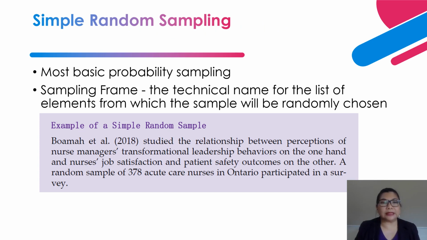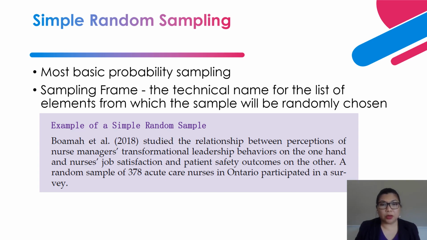So the simple random sampling, this is the most basic probability sampling. So you need to start with a sampling frame. So usually these are the list of people within your accessible population or target population, a list of the elements from which the sample will be randomly chosen. So for example, in this study, they studied the relationship between perceptions of nurse managers' transformational leadership behavior on one hand, and the nurse's job satisfaction and patient safety outcomes on the other. So they're looking at random sampling of 378 acute care nurses in Ontario.